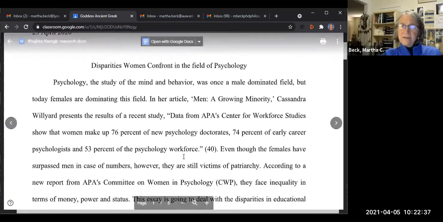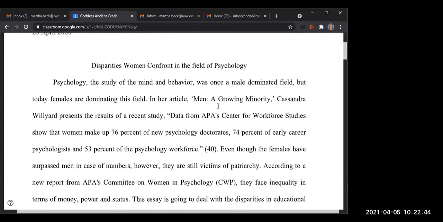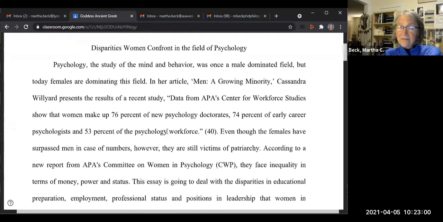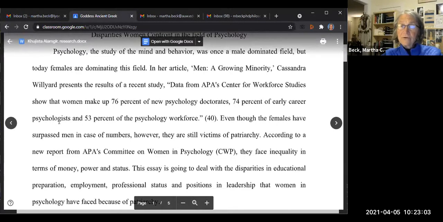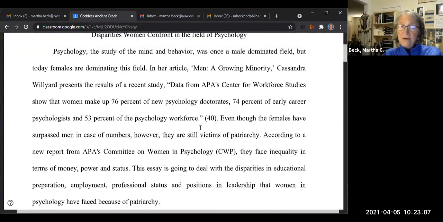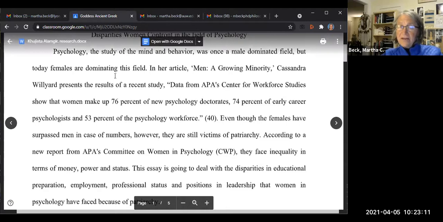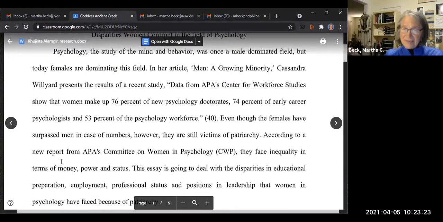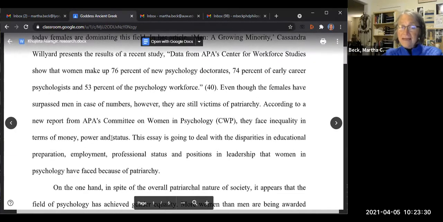Okay, psychology, the study of mind and behavior was once male dominated, but today females are dominating, right? In her article, and so, when she says females are dominating, she needs to support that, right? You gotta give me data. So here it is. Okay, women make up 76% of new psychology doctorates, 84 of early career, 53 of the workforce, right? Okay, so females are dominating, but even though they have surpassed men in numbers, they're still victims of patriarchy. According to a new, again, here we go, data. According to a new report, they face inequality in money, power, and status, right?